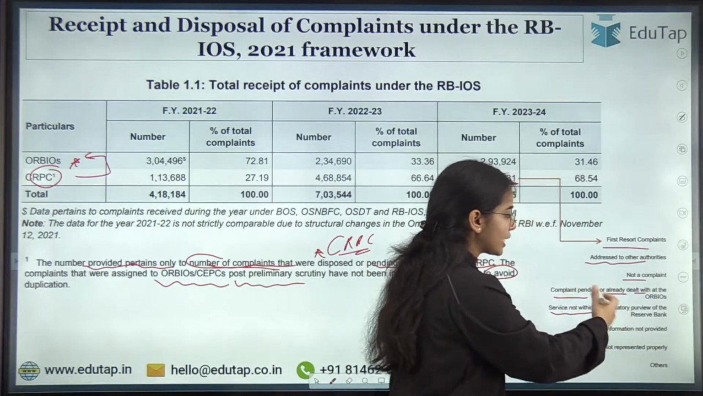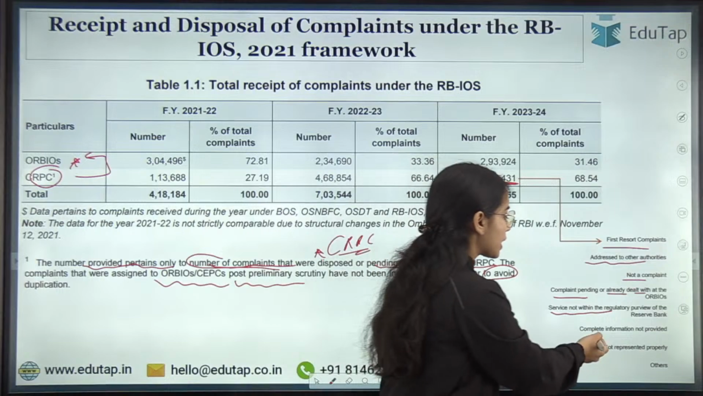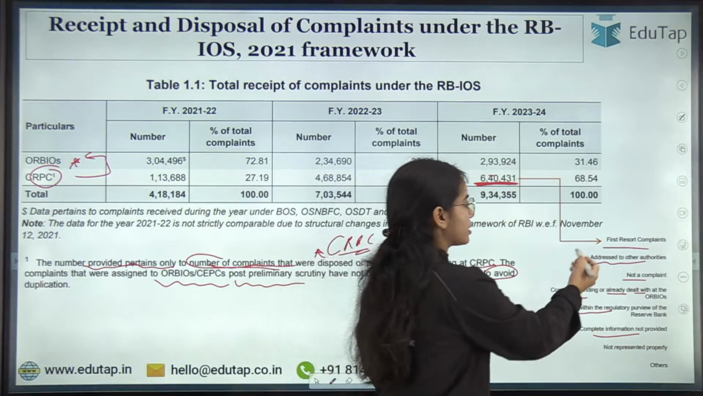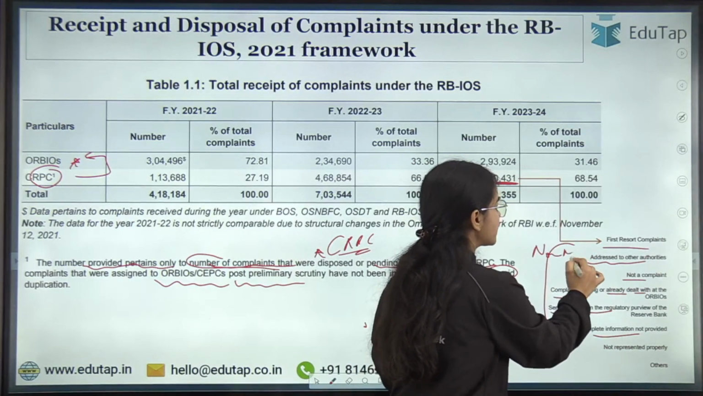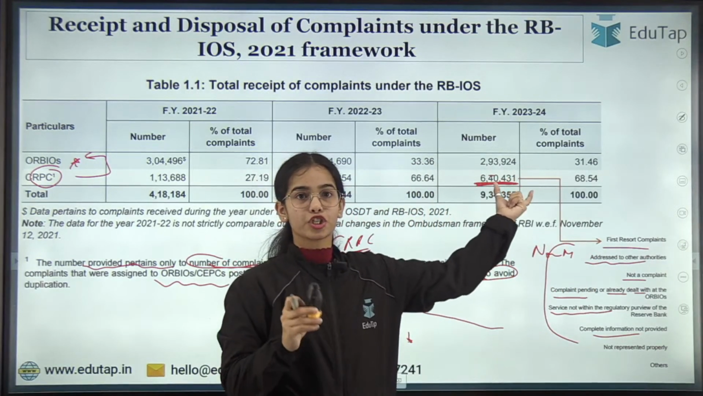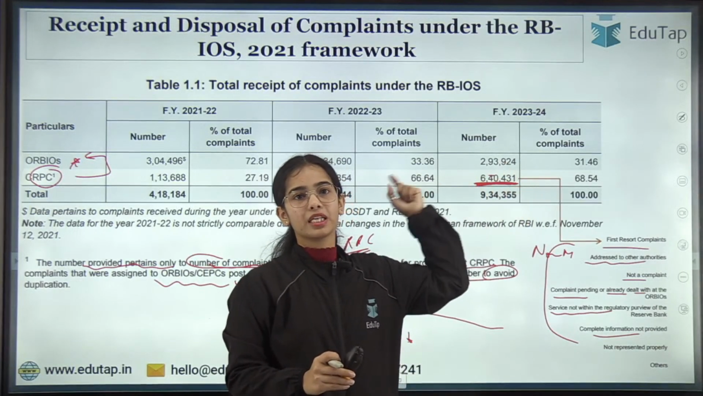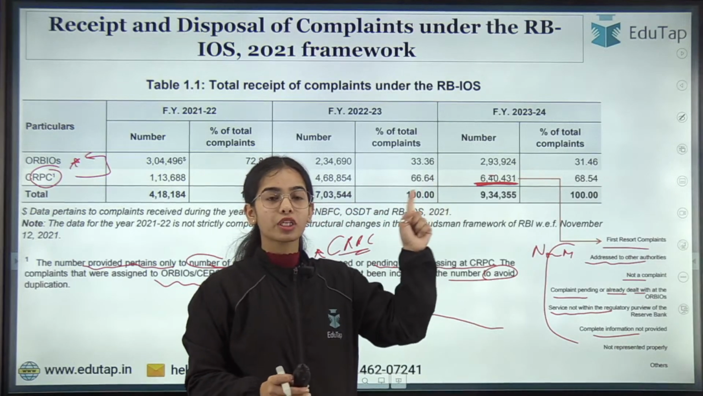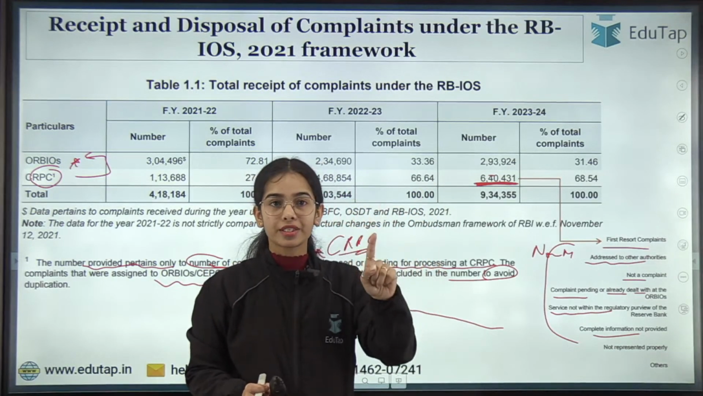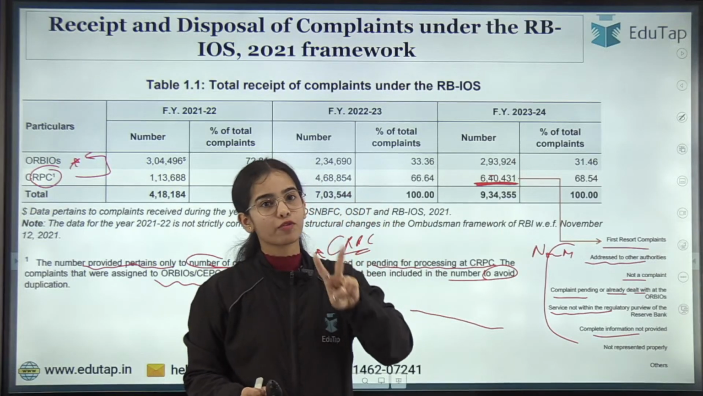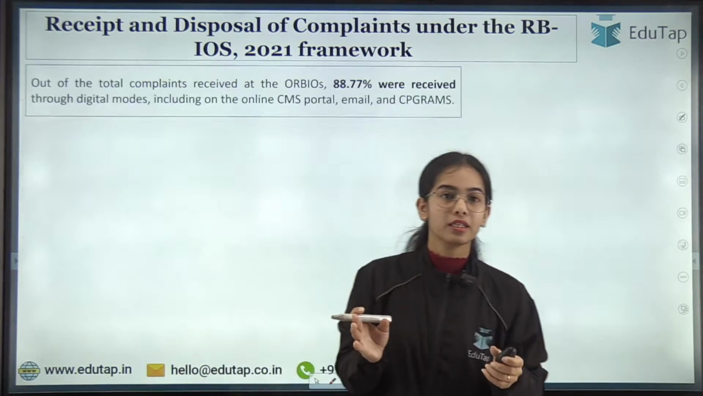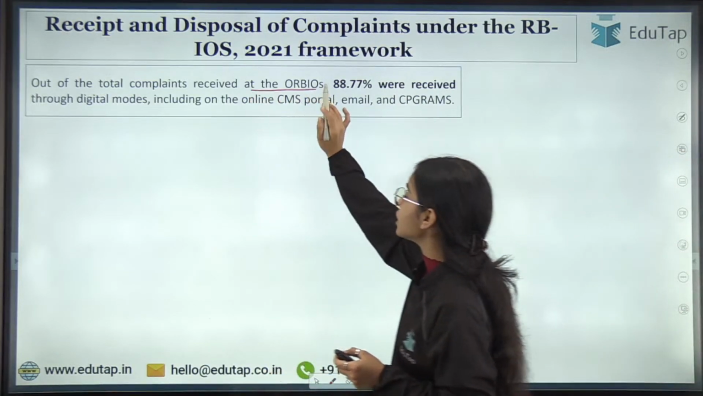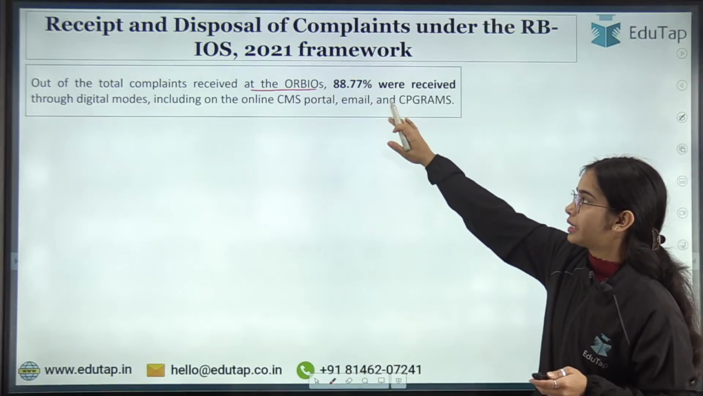Service not within the regulatory purview of the Reserve Bank. Complete information is not provided, not represented properly. Such non-maintainable complaints are addressed by the CRPC in the initial scrutiny. So here 6,40,000 means only those complaints addressed by the CRPC or under processing at the CRPC. Okay, clear?